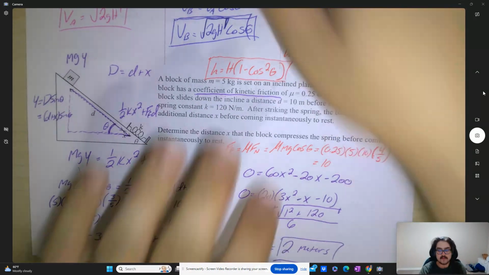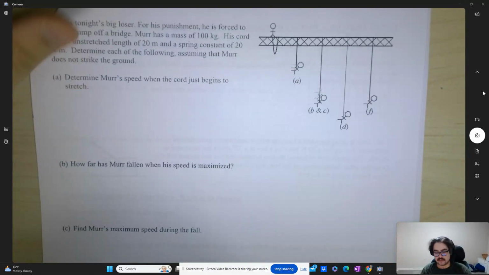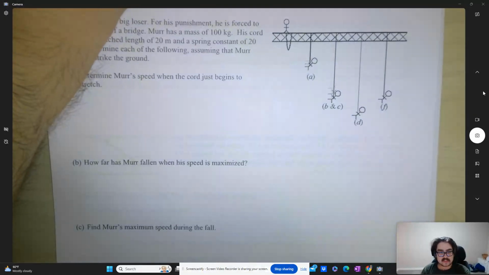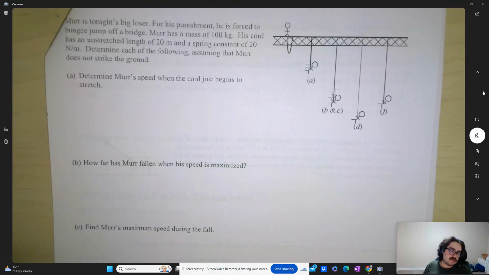Okay. And the next example is a bungee jump example. For Barbie bungee jump, which is the performance task that we do in Physics C, this is pretty helpful to know. Okay. So first off, this is an Impractical Jokers example with Murr. If you know who Murr is, he's the bald guy. Okay. He's forced to bungee jump off a bridge.